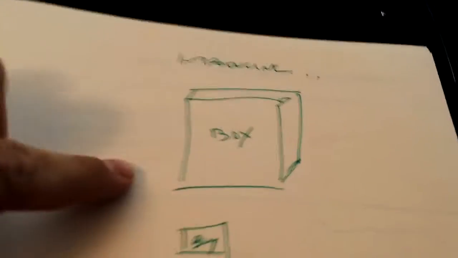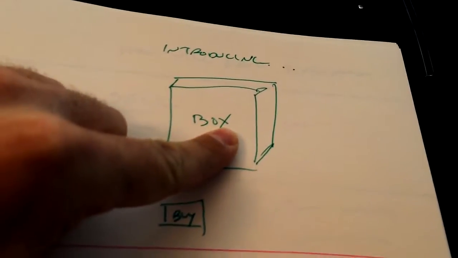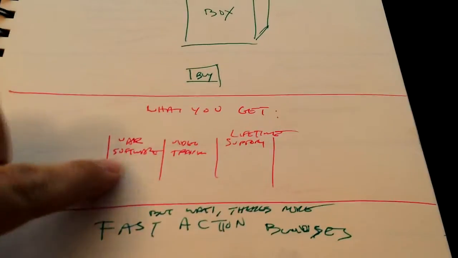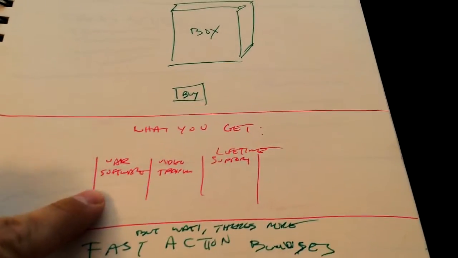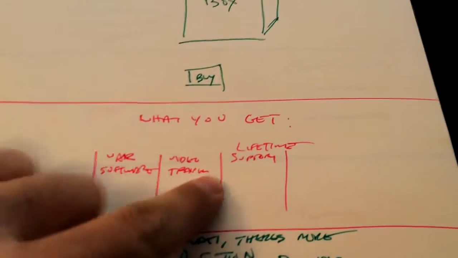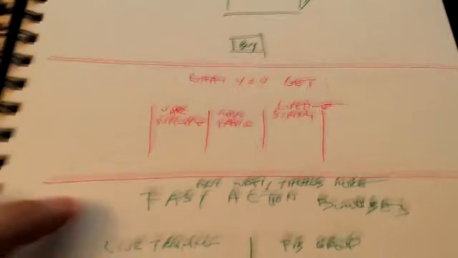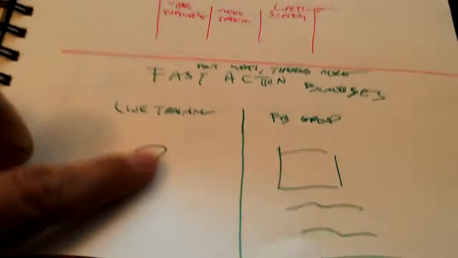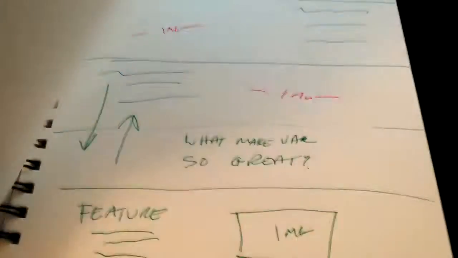And then introducing, I have the eCover product box shot here with a buy button. And then what you get, this is where I just break down what the product is, what exactly they're going to get, the software, video training to go with it, support, etc. Then I want to outline the bonuses that they're going to get, right? And if I don't know what something is going to be yet, I'll just put a question mark.